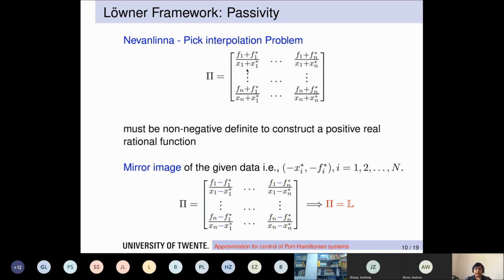Now we see some similarity of this matrix with our original Löwner matrix. If we are given data and we take the mirror image of this data with respect to the y-axis, or imaginary axis, then our Löwner matrix is exactly the Pick matrix. So then we only need to check this matrix condition for passivity.